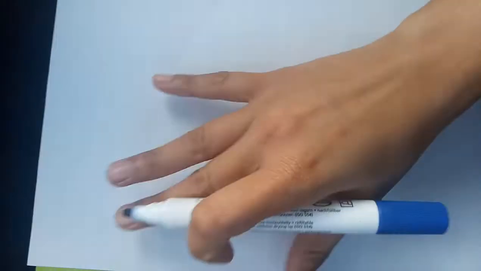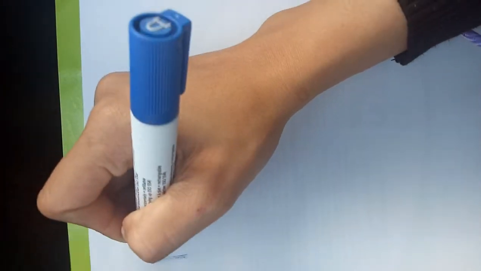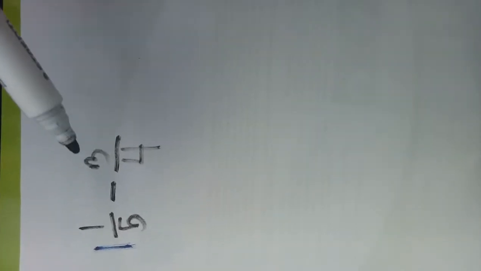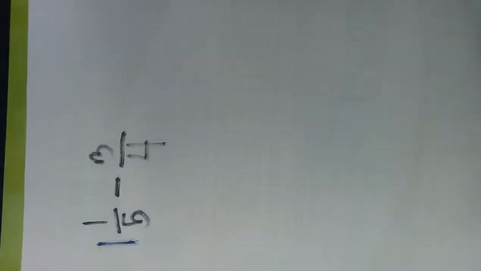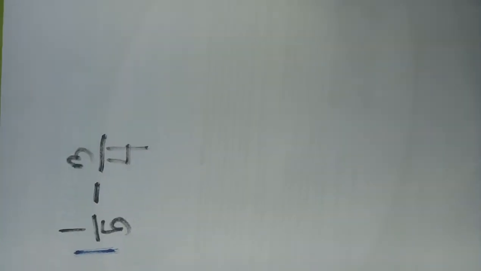For example, I have here on my paper, we have the problem 1 and 1/5 minus 3/4. Now you will see here we have a mixed fraction and a proper fraction, and we are going to subtract it. And then you might ask, how are we going to do it, Miss Maria? We have a mixed fraction and this one is not mixed, it's just a proper fraction.